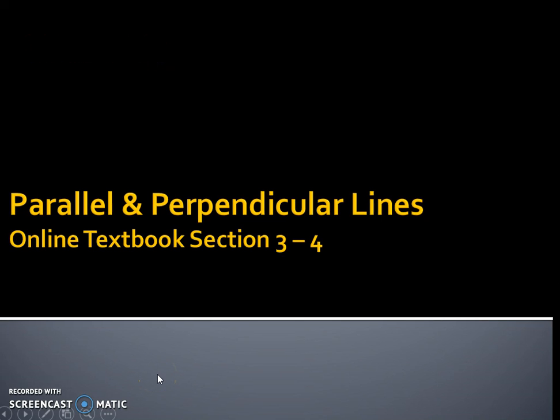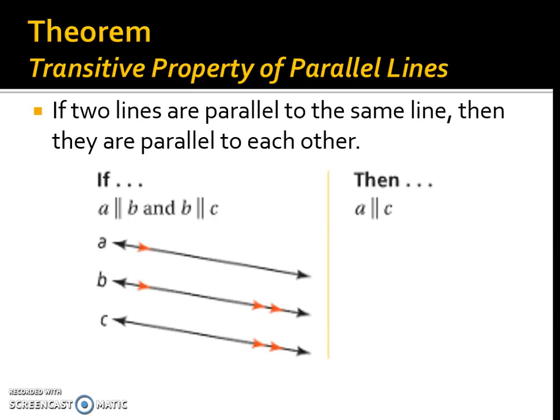So today we're going to learn about parallel and perpendicular lines. So the theorem is we're going to look at the transitive property of parallel lines. If two lines are parallel to the same line, then they are all parallel to each other. If A is parallel to B, B is parallel to C, that means A is parallel to C. So it's a transitive property.